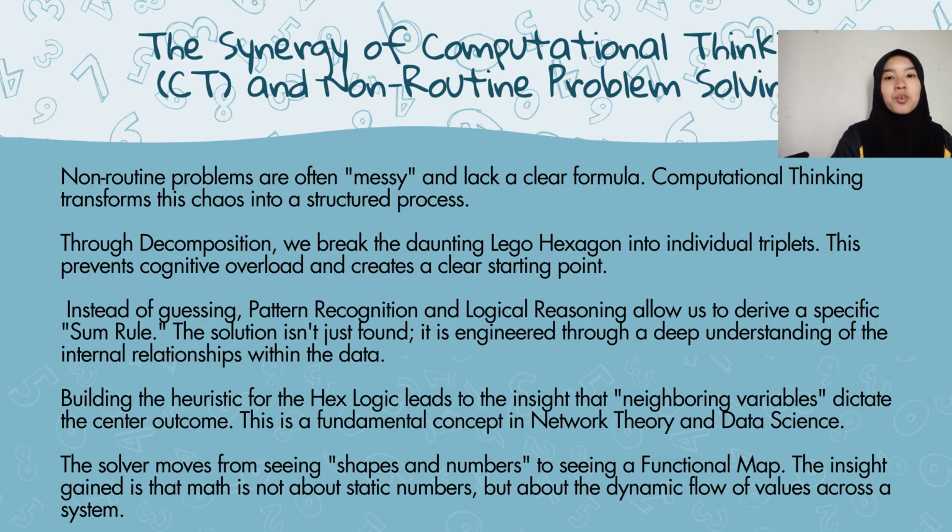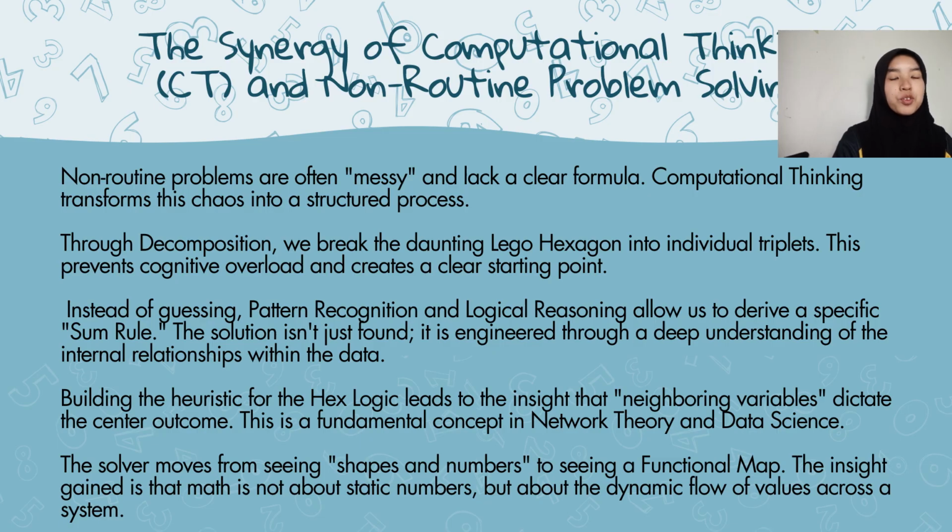For example, we find the relationship and pattern between all of the triplets, and we can conclude that ring A plus ring B equals the triangle. So it shows the strong relationships between all of the data inside the hexagonal shape. And next, building the heuristic for the hex logic leads to the insight that neighboring variables dictate the center outcome. This is a fundamental concept in neural network theory and data science.